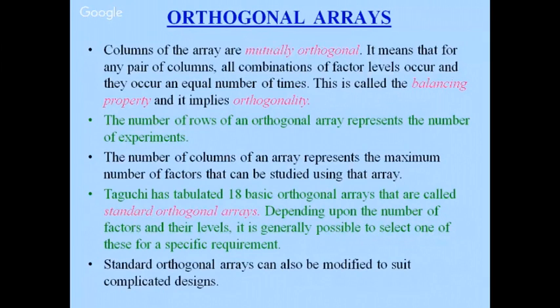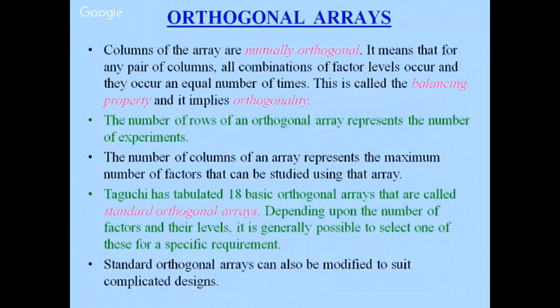Columns of the array are mutually orthogonal. Okay. What do we mean by this orthogonality? It is explained here. You can check it with the sheet I have given you also. See, it means that for any pair of columns, so you have so many pairs, you have so many columns, you have all combinations of factor levels occur and they occur an equal number of times.